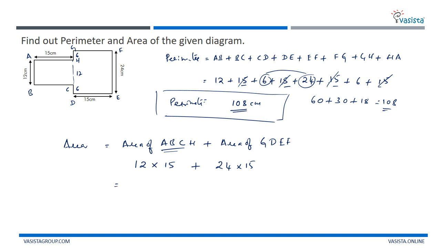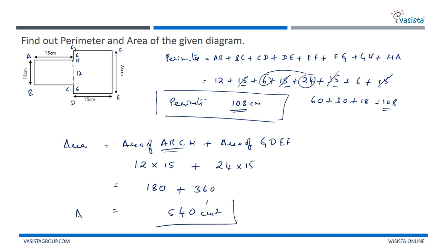15 twelves are how much? This is 30, 180, plus 24 into 15, 24 into 15, 300, 360, right? So, 0 plus 0, 0, 8 plus 6 is 14, 1 carry, 3 plus 1, 4, 4 plus 1 is 5, 540 centimeters square.